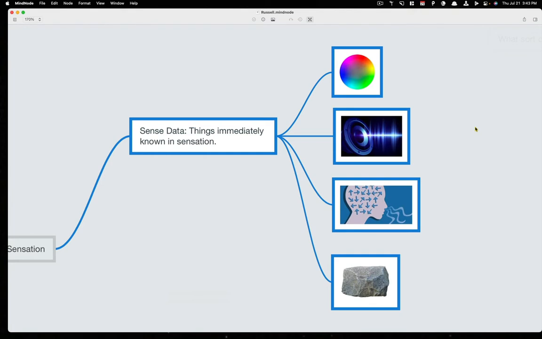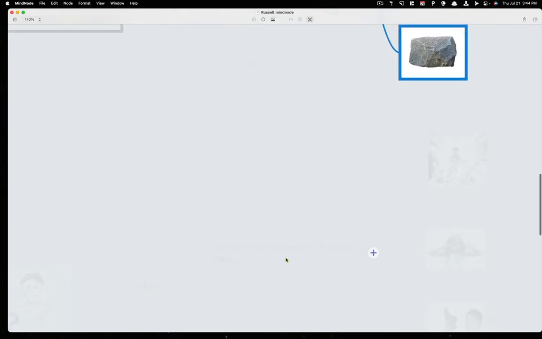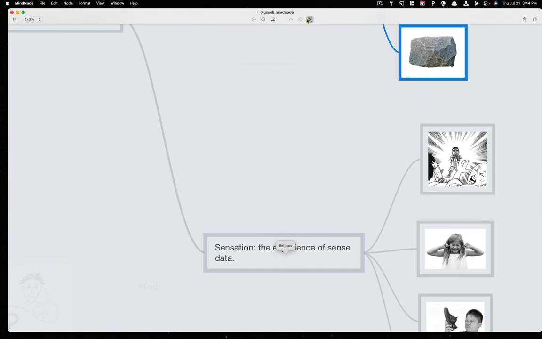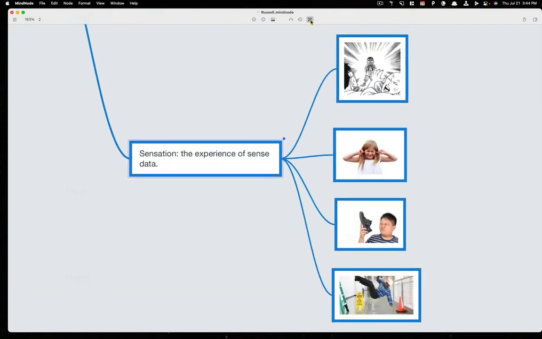And there's a solidity, right? The table itself. I put my hand on the table and there seems to be something sending impulses to my brain saying, this is solid. That cup of coffee on the table has a particular smell. If I hit the table, there's a sound associated with that. So there's sound data. But notice that this is actually very different from the experience of those things, right? So there's a difference between sense data and the sensation or the experience of that data.